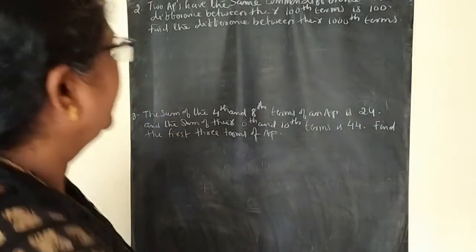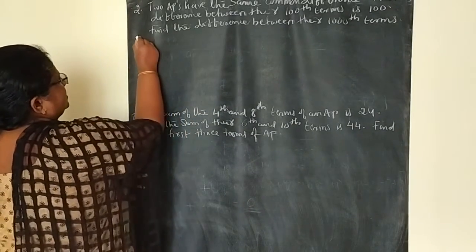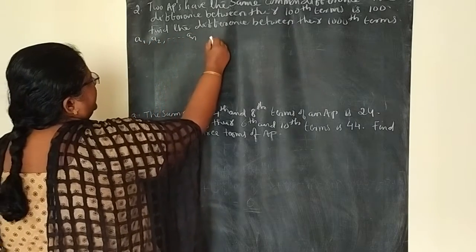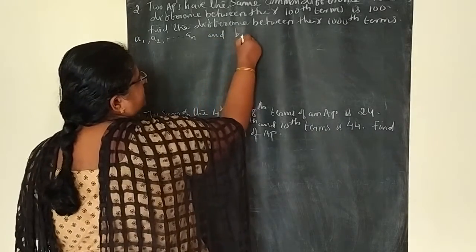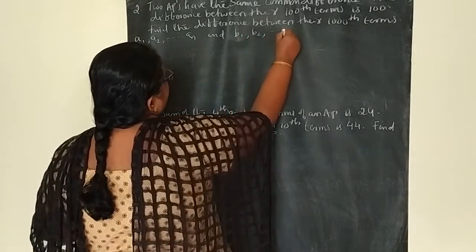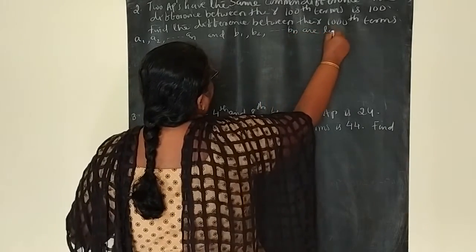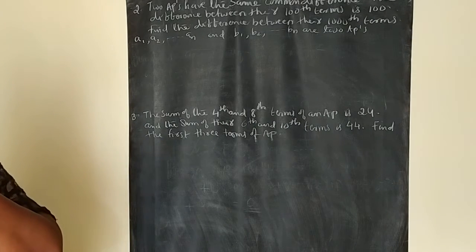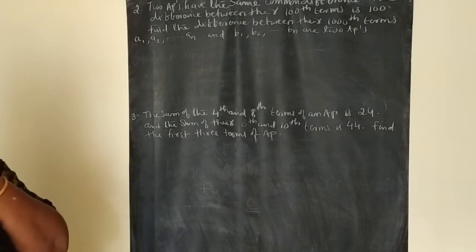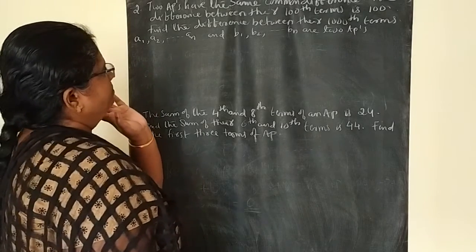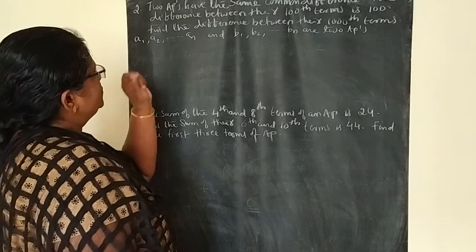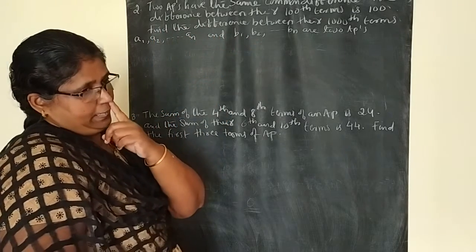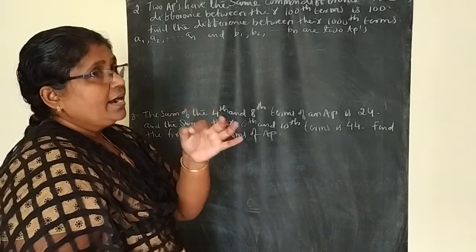Okay. So let us take two APs. I am taking the first AP as A1, A2, etc., AN, and the second AP as B1, B2, etc., BN. We are considering two different APs. But what is given? Their common difference is the same. And what is the next sentence? The difference between their 100th terms is 100.